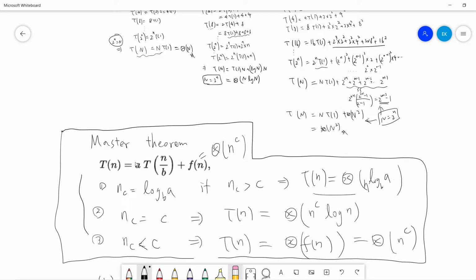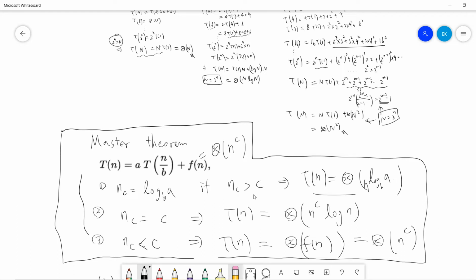Okay, so the master theorem says that if T(n) = aT(n/b) + f(n), we need to assume that a and b are both greater than 0, and also a should be greater than b. This n^c, let's say it's called the critical exponent or something. That n^c is defined to be log_b a. And let's say f(n) is a polynomial, so it's theta n^c.